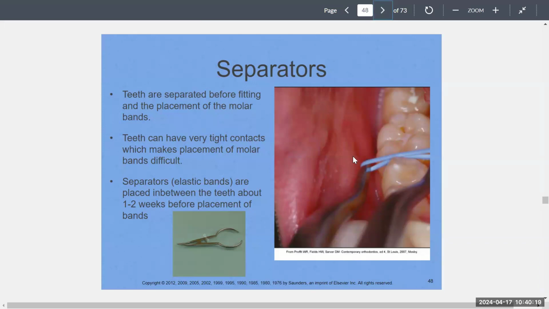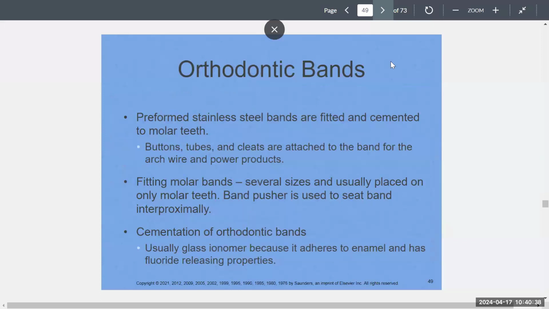Your book mentions another category called separators, and you're going to learn this a little bit in lab. They look like these rubber bands, and you take an instrument and basically place it in between the teeth, and you can use floss or you can use this instrument. I actually like floss. And what you're going to do is keep this placed here for around 1 to 2 weeks before you place bands around because you're trying to create some space.